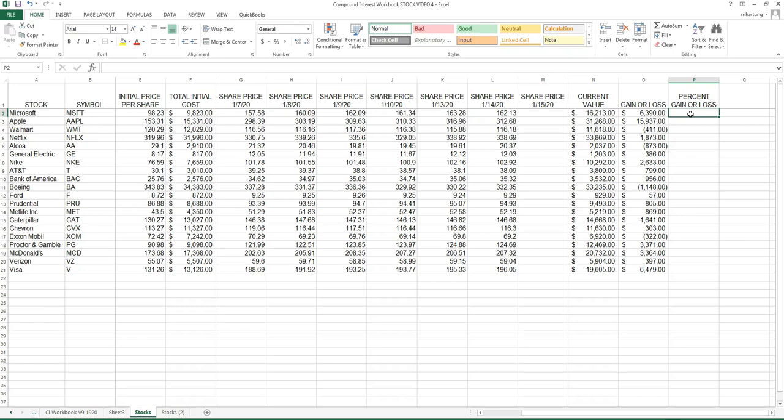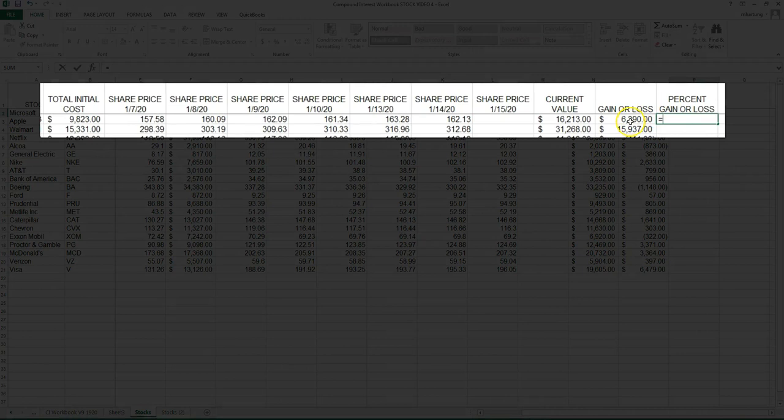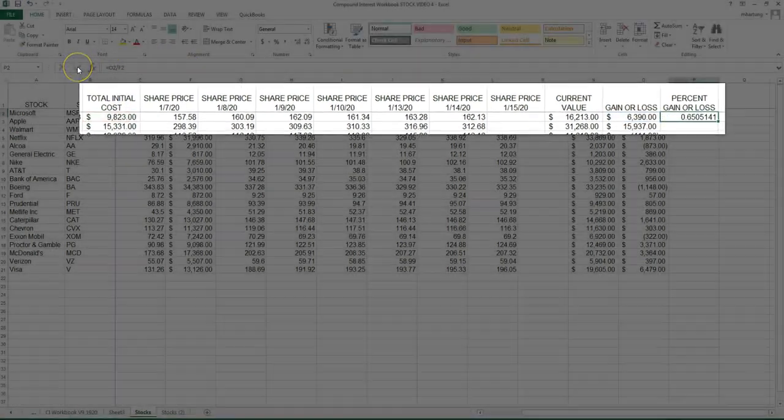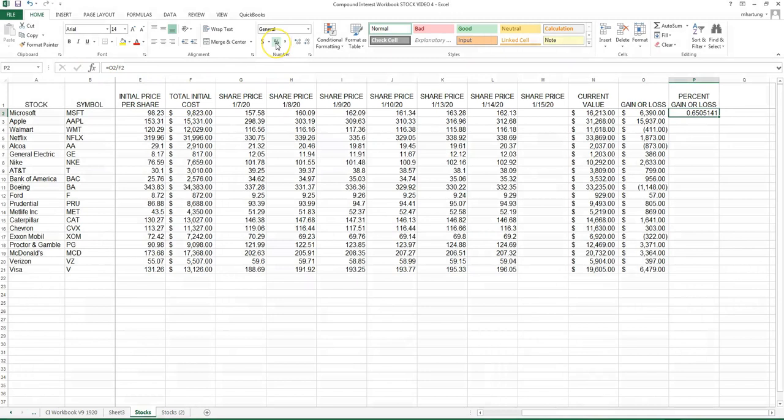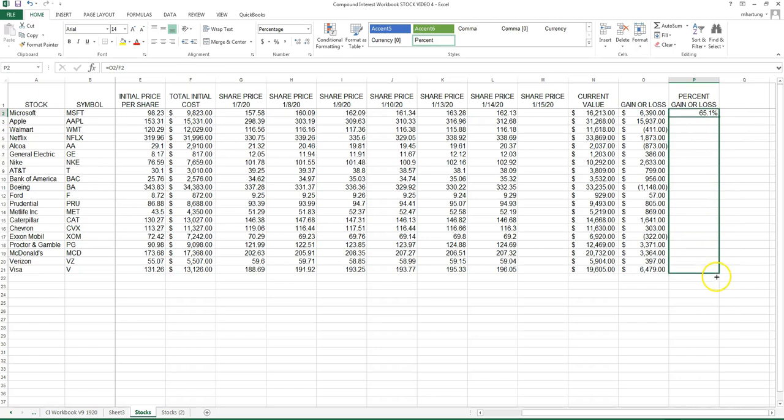And the way we would do that is to start with that equal sign. Click on the amount of gain or loss divided by the initial cost. And then format that as a percent with 1 decimal place. And then copy that formula all the way down.